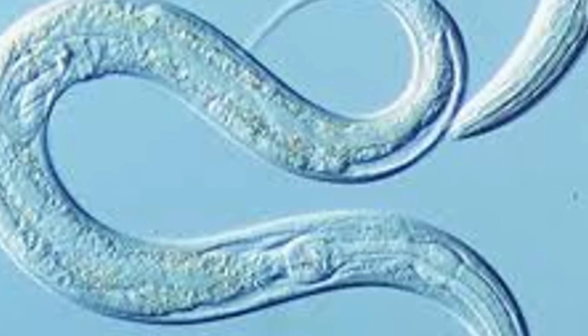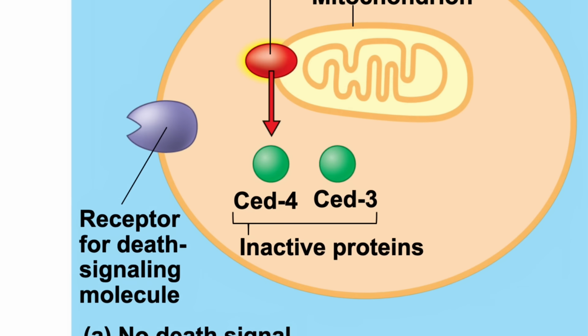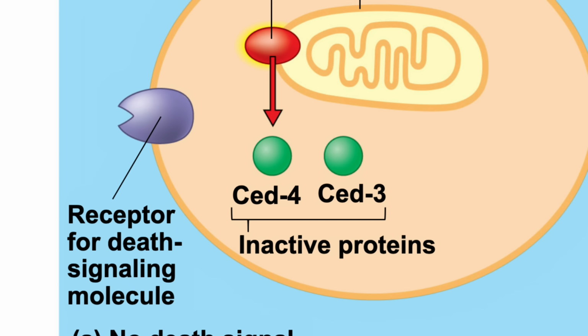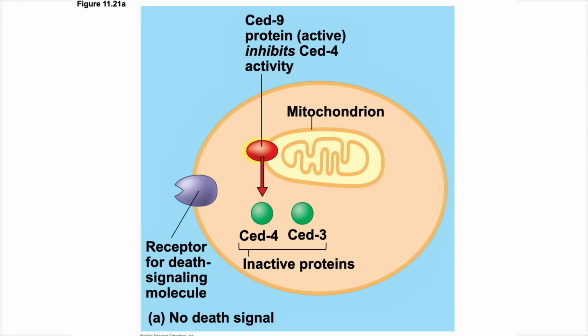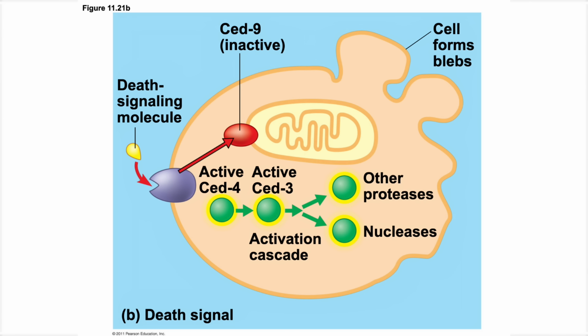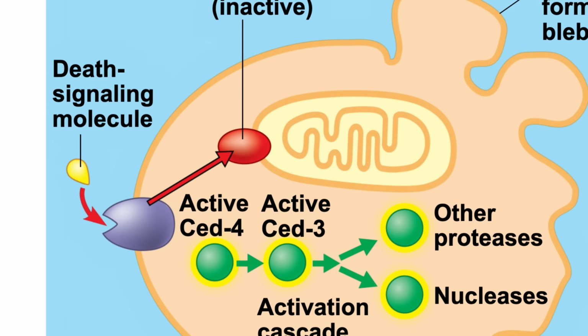Now, scientists have studied apoptosis in many species, but the main model organism that we're looking at today is C. elegans, a very tiny unsegmented worm. In this diagram, we see a normal cell not undergoing apoptosis. It does have a receptor for the death signaling molecule, which we'll see becoming activated in a minute. But inside the cell, here we see that the CED9 protein is active, thereby actively inhibiting CED4. And that's all we see. But when a death signaling molecule arrives at the receptor, it inhibits CED9, which no longer holds back CED4.